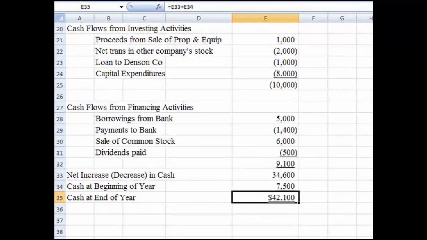This final number is actually used as a check figure if we were using live numbers and doing a comparison between 2 balance sheets, because this $42,100 should be the ending cash balance for the year. If it is not, something is wrong on the form.